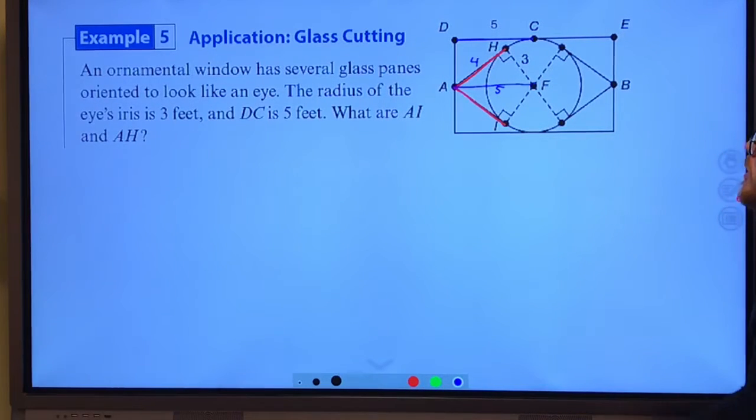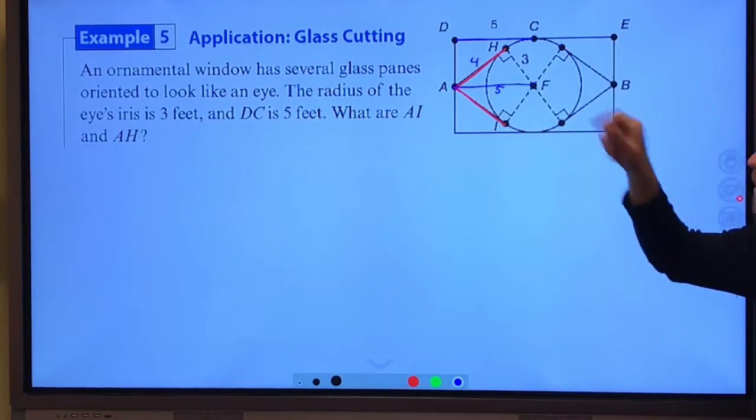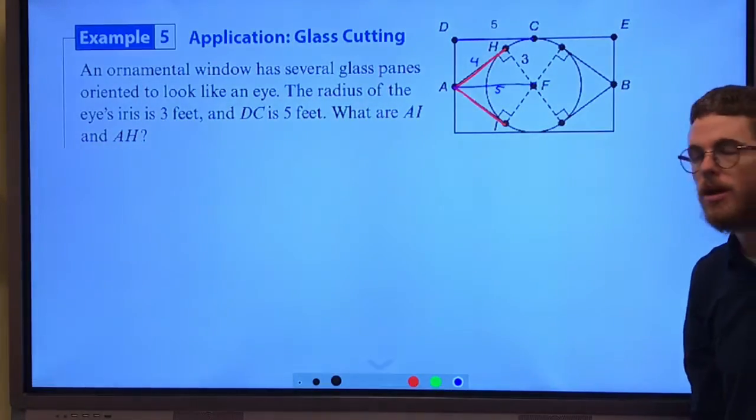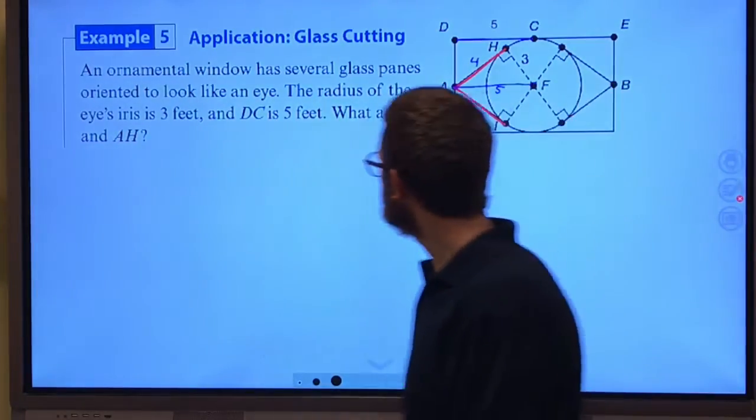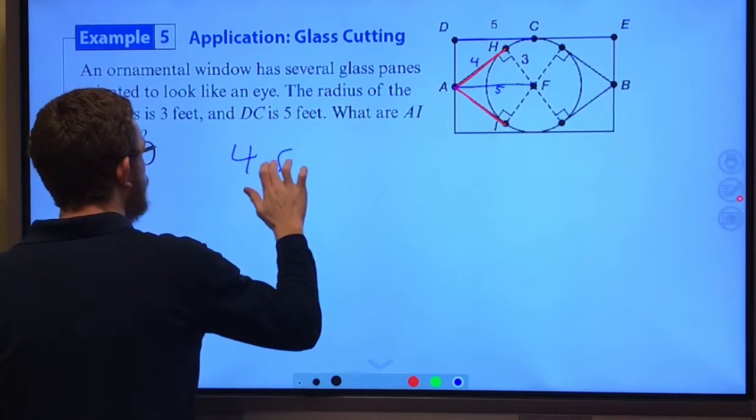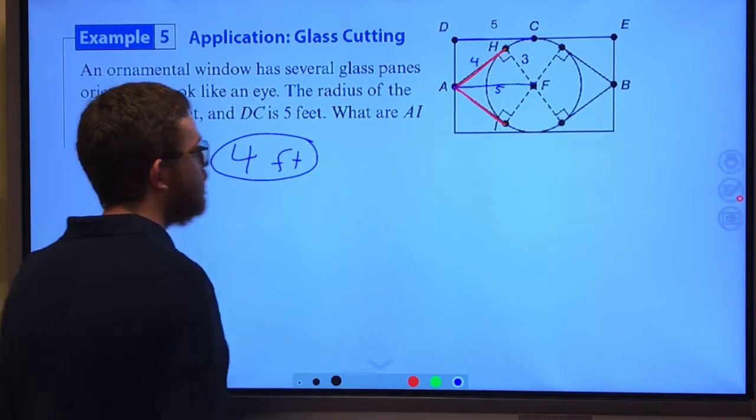Think about that for a second. See how we got that 5 as a 3, 4, 5 right triangle? So the missing side is 4. Both of those missing pieces would have a length of 4 feet.